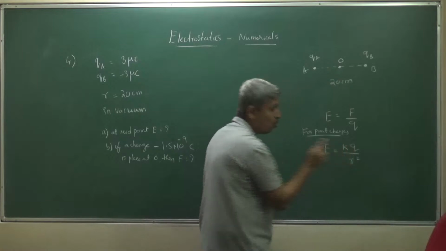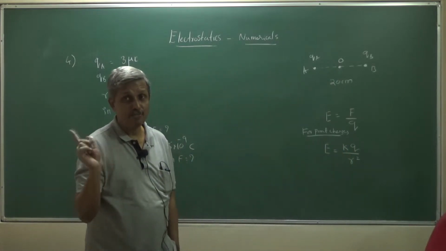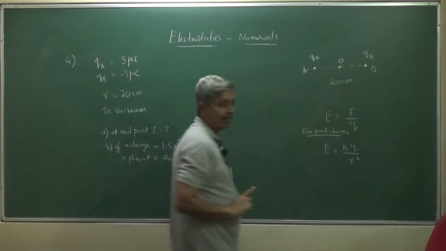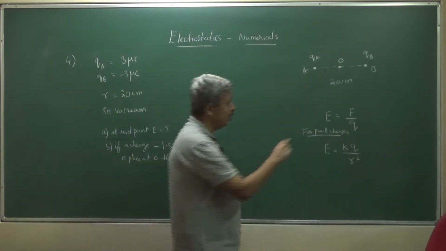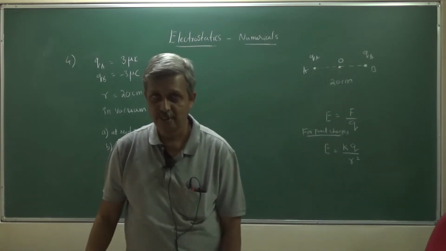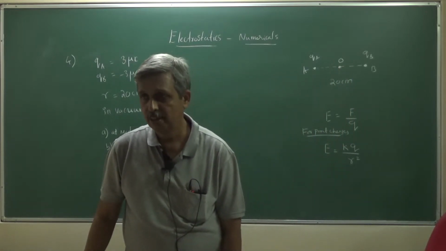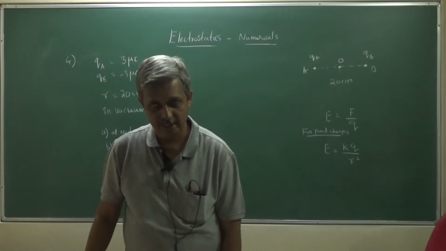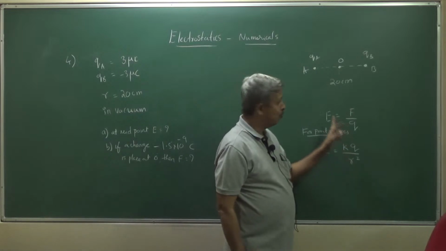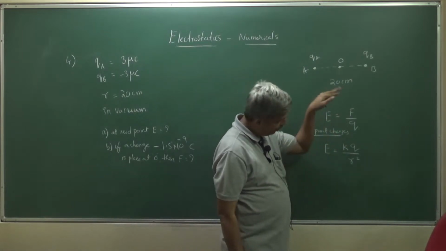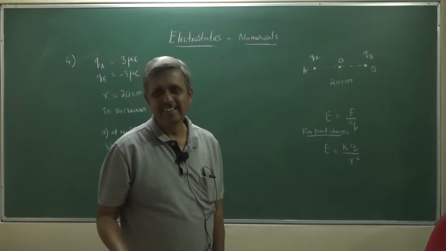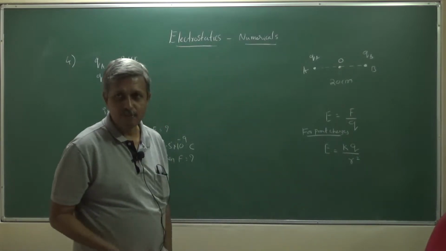This Q and this Q are not the same. Don't get confused. This Q is the Q that causes the electric field. This Q is the Q that is placed here. So they are two different Qs. I have seen children getting totally confused with this Q. Electric field is caused by one of the Qs, and force is caused because something is kept at that point. So those are two different Qs. The formula just says Q, but when you are writing here, you have to be careful.